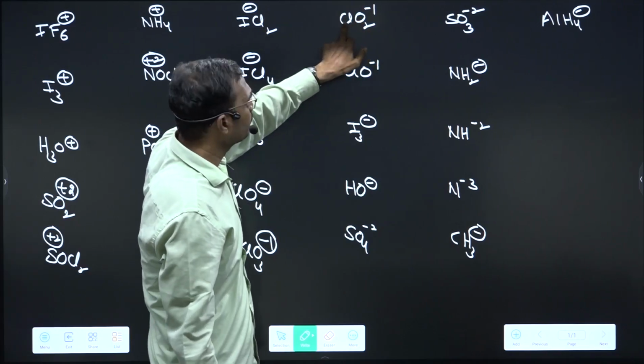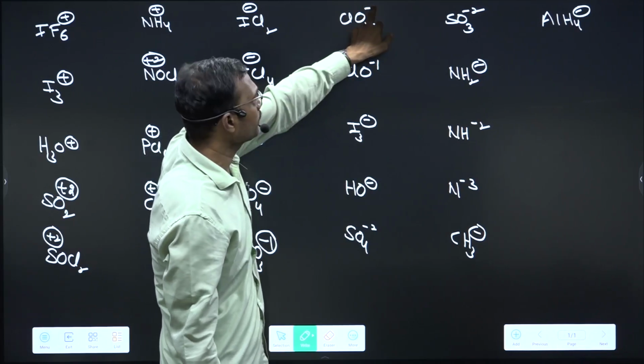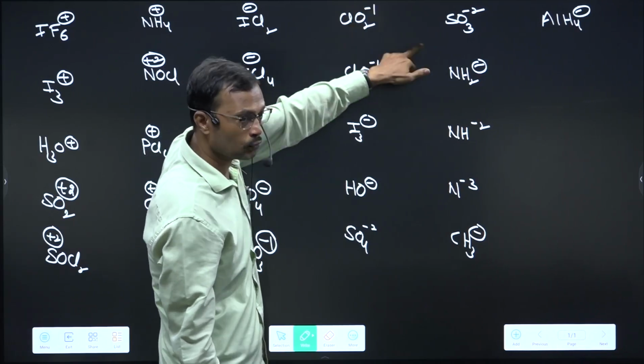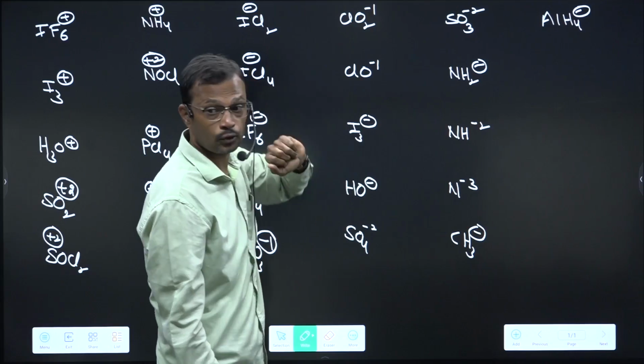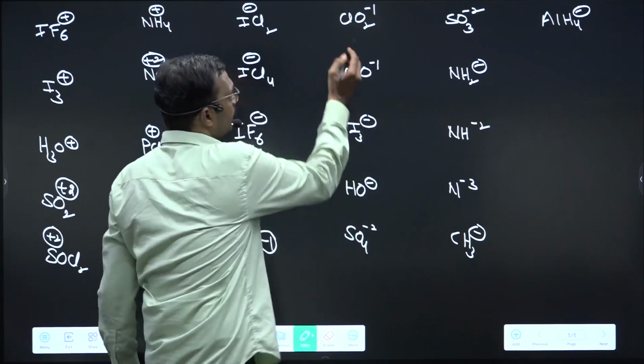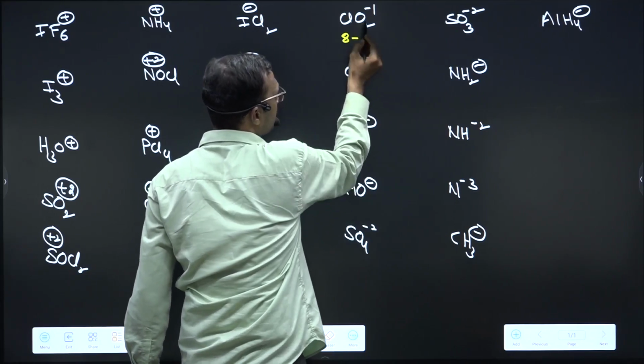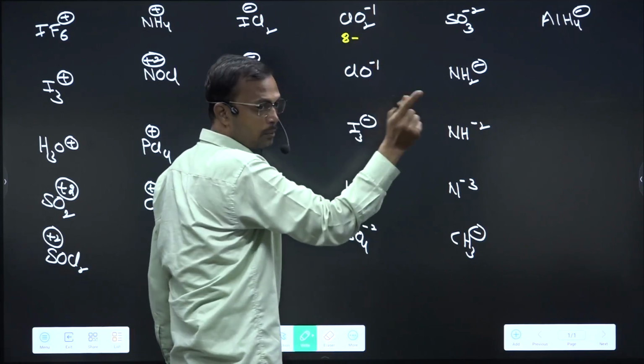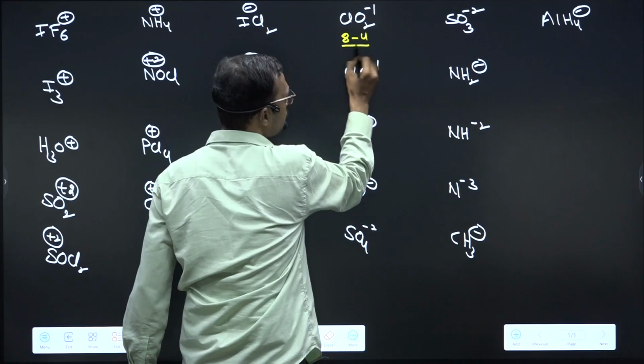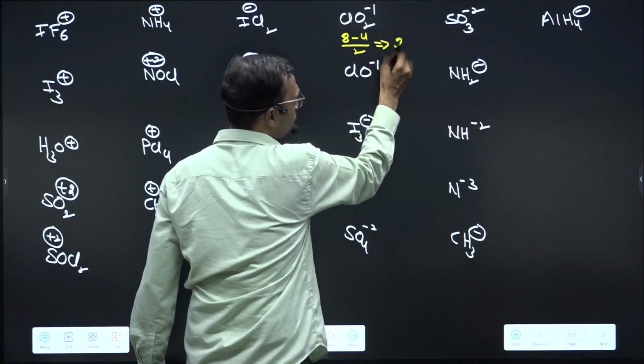Chlorine, 7th group element. 7 plus 1, 8. 8 minus 4. Why am I writing 4? Here this is a 7th group element. 7 plus 1, 8. 8 minus, every oxygen 1 sigma 1 pi. So I can say 8 minus 4 by 2. That is 4 by 2. Total 2.